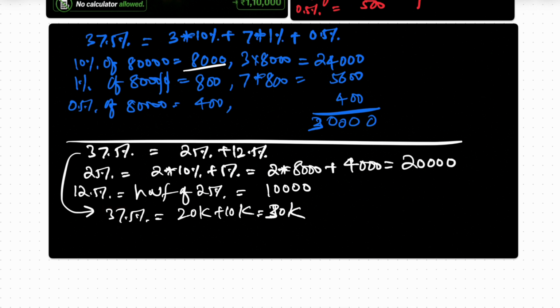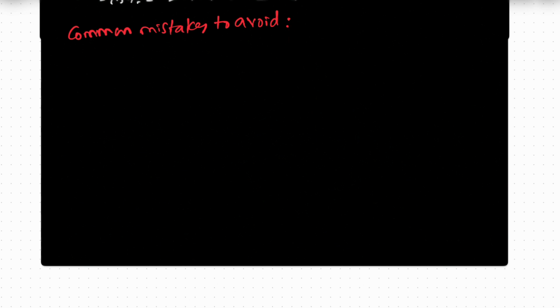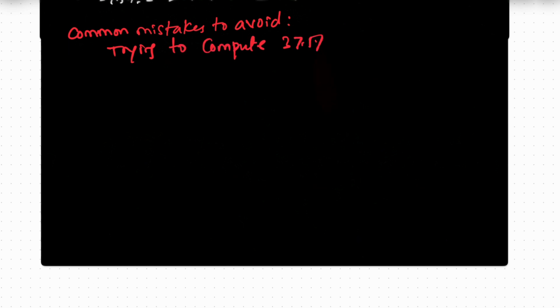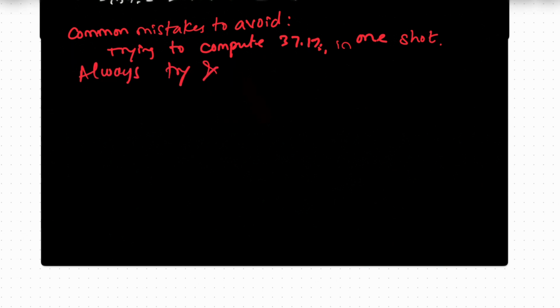So there are two ways to do this mentally. When you have decimals, try and see if you can split into combinations where the second is half of the first. If not, you go with the traditional method, but still both make sense. So let's look at common mistakes to avoid. The common mistake is trying to compute 37.5% in one shot, right? So always try and decompose into 10-5-1 combinations.